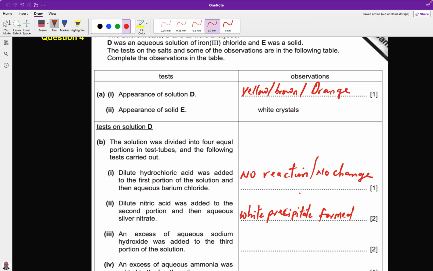An excess of aqueous sodium hydroxide was added to the third portion. Now it's the reaction of sodium hydroxide with this portion of iron 3 chloride. Aqueous sodium hydroxide plus aqueous iron 3 chloride. What will you observe? What you will definitely observe here will be a brownish precipitate formed. So we can say brown precipitate formed.